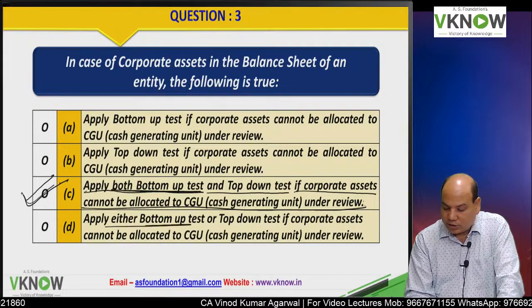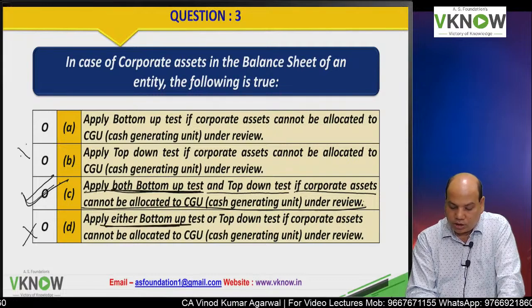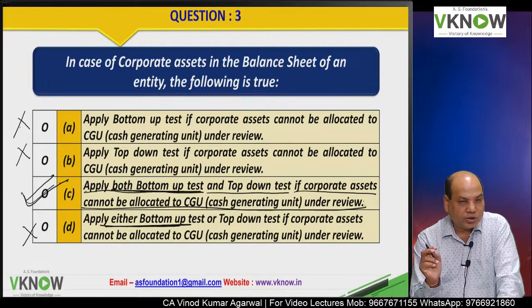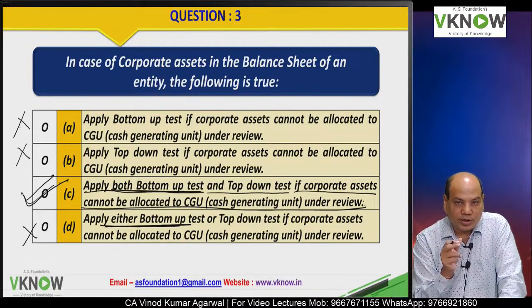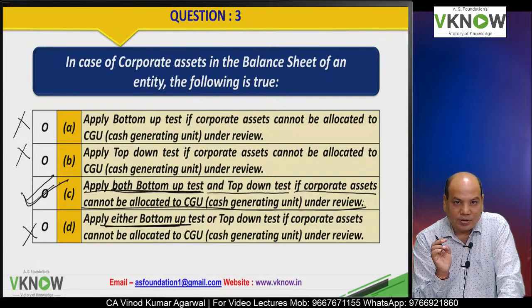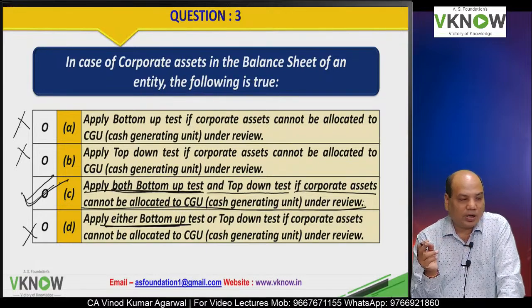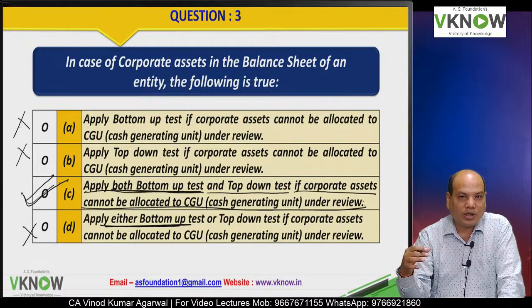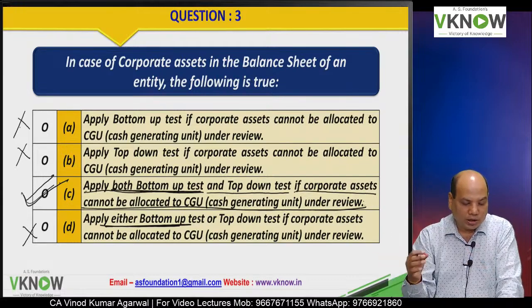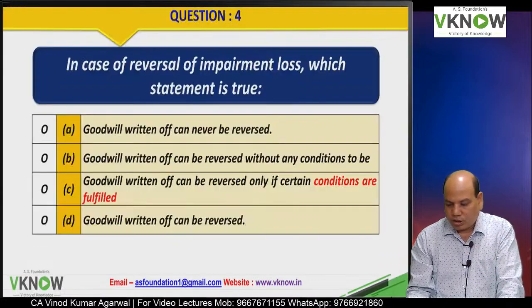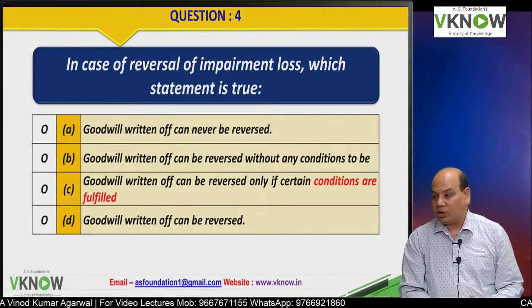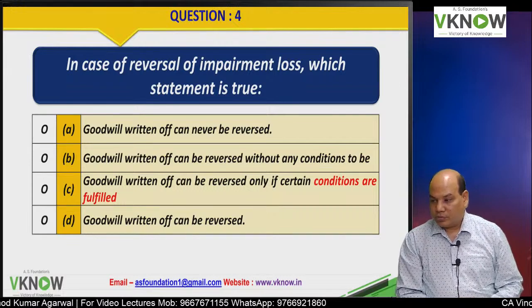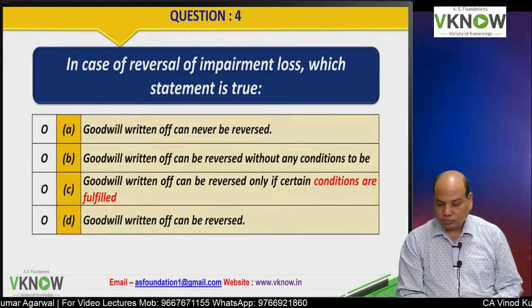And the last one is either or. There is no either or. The process is first apply the bottom up test without allocating the corporate asset in this example, and then apply the top down test by allocating the corporate asset to the larger CGU. Answer C is right. And one more, in case of reversal of impairment loss, which statement is true?